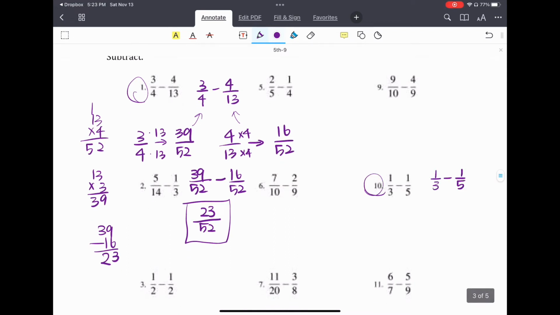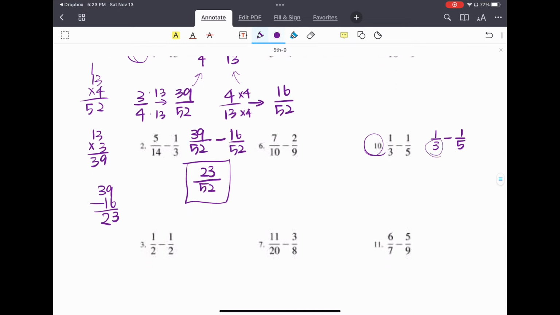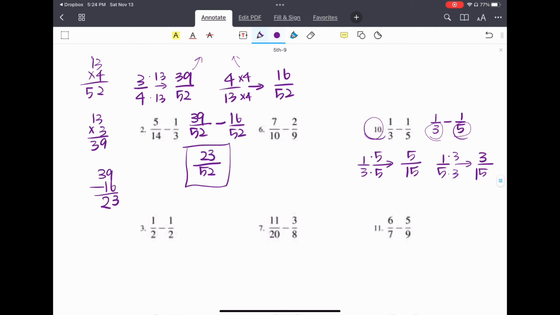Now again, they have unlike denominators. So the least common multiple of 3 and 5 is 15. So we're going to change 1/3 to have a denominator of 15. To do that, you need to multiply both the numerator and the denominator by 5. Your numerator becomes 5. Now 1/5, we're going to get to have a denominator of 15. So we're going to multiply both the numerator and denominator by 3. So your new numerator is 3. So from here, we can do 5/15 minus 3/15, which is 2/15.